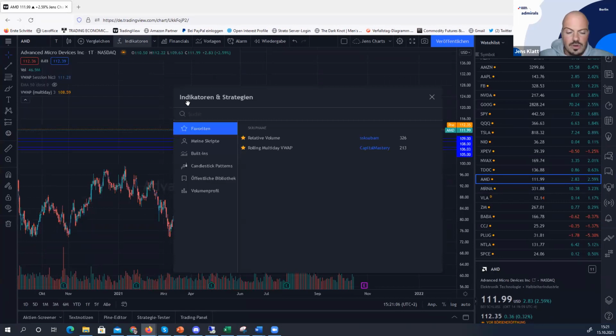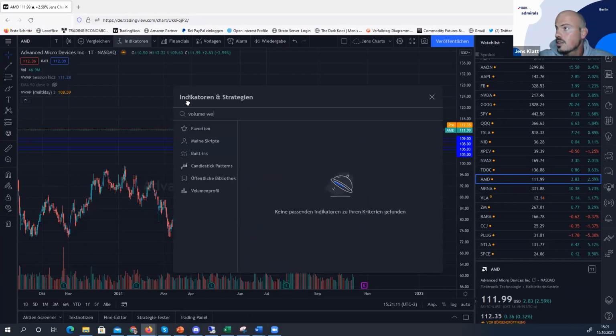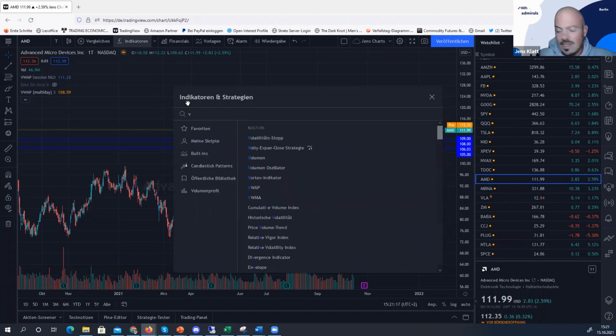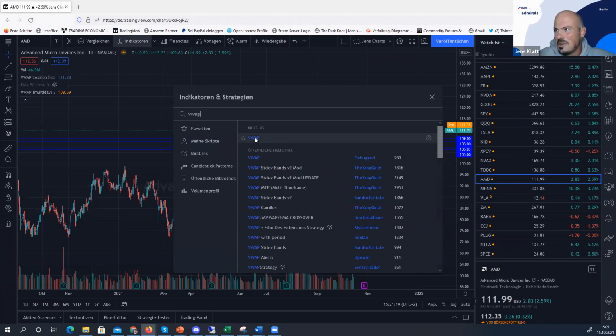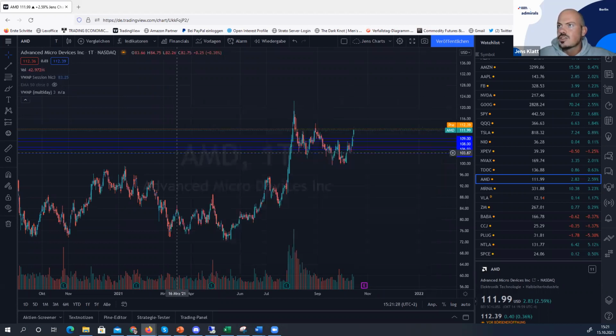So indicators, and if you type in volume weighted... Oh, this is interesting, because you need just to type in VWAP. There we go. So just type in VWAP and then you will find it. So there's also some custom solutions, but in our case, the VWAP here, which is displayed in the chart, as you can see here. And here's, by the way, the multi-day VWAP. This is also something you should remember once we are heading forward here in the upcoming minutes.